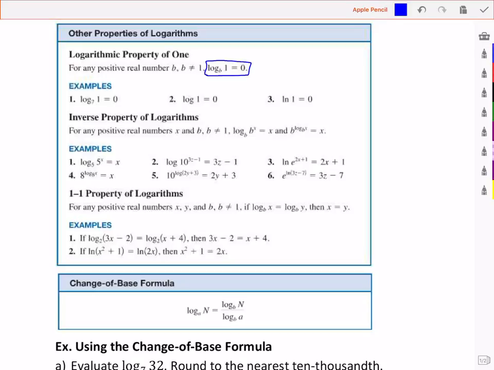The inverse property of logs just says log base b of b to the x is equal to x, which tells you that b to the log base b of x is equal to x. That's actually a process called exponentiating that we use in solving. But if you have same bases, like you look at number 1 here, log base 5 of 5 to the x, well, that cancels. Log base 5 of 5 just brings down the x.